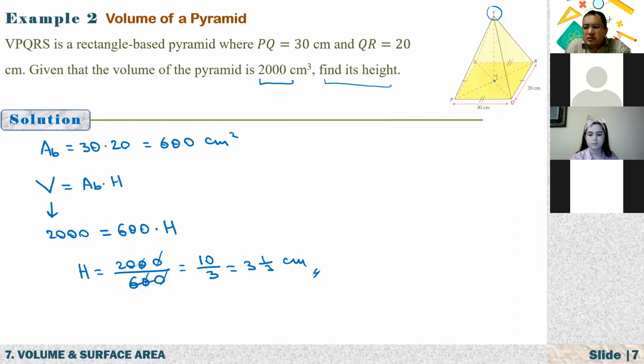Maybe it's a kind of chocolate bar. I think the chocolate bar is a pyramid. The base is, of course, so big. Maybe a chocolate cake, something like that. So you can just imagine this. The height is just 3.3 centimeters. Base area times height. All right.